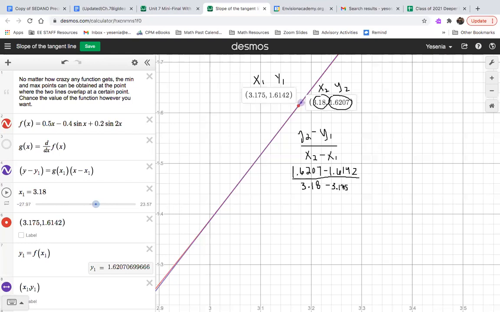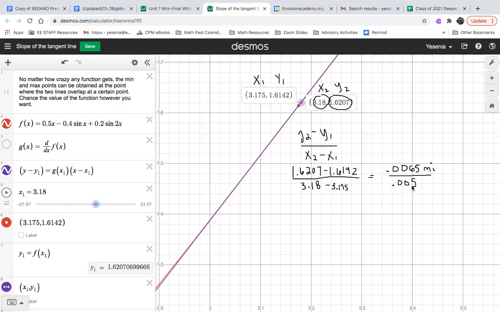For this one, we can't just do a quick calculation like we did for number 1. So we're going to try this out on your own. See if you get the same thing I'm getting. I'm going to subtract the two numbers. So I'm going to do 1.6207 minus 1.6142. And for the top part, I got 0.0065. Remember, the top is miles. We're still in the same units. And then for the bottom, I have to do 3.18 minus 3.175, and I got 0.005.